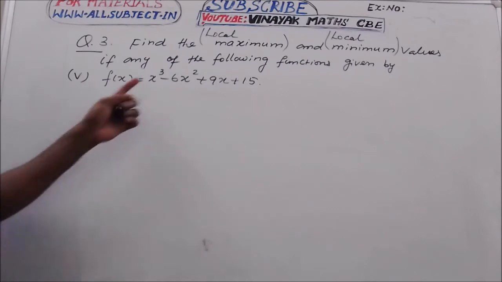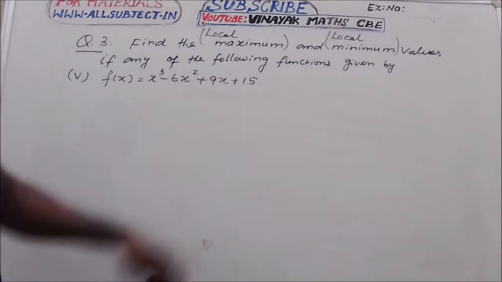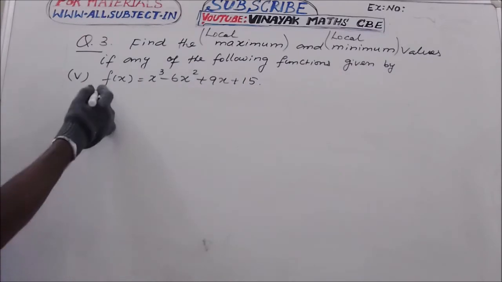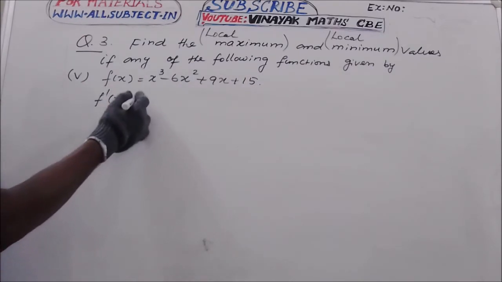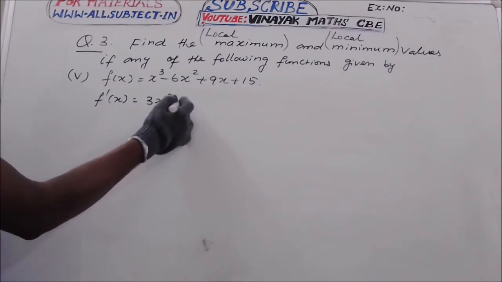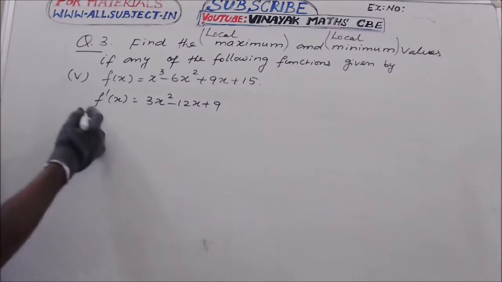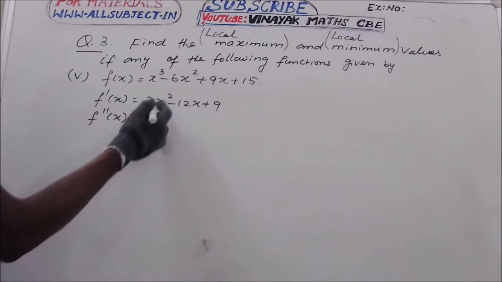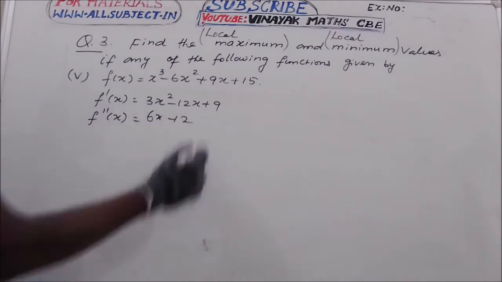Given f of x is equal to x cube minus 6x square plus 9x plus 15, we need to find the local maximum and local minimum values. Find f dash of x, that is equal to 3x square minus 12x plus 9. Now find f double dash of x. This is 6x minus 12.